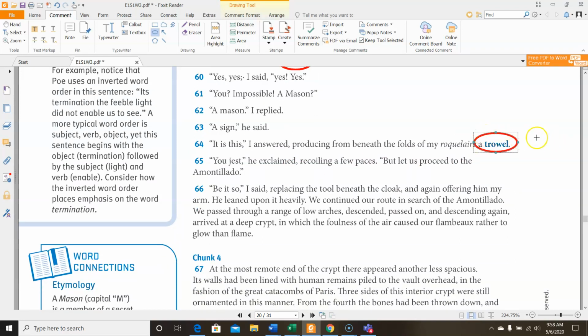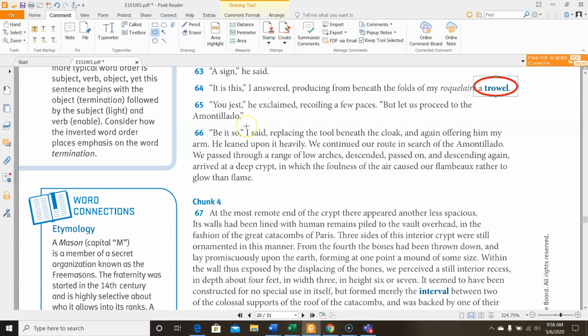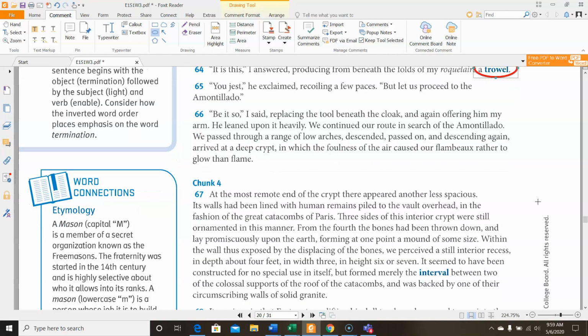So this is actually, you'll see why this is ironic by the end of the story, but I'm not going to ruin it. "Be it so," I said, replacing the tool beneath the cloak, and again offering him my arm. He leaned upon it heavily. We continued our route in search of the Amontillado. We passed through a range of low arches, descended, passed on, and descending again, arriving at a deep crypt, in which the foulness of the air caused our flambeau to glow rather than flame.